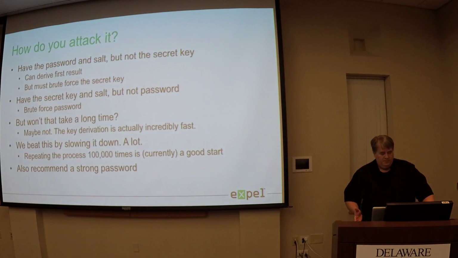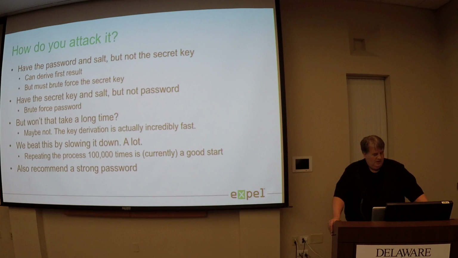If you have the password and you have the salt, but you don't have the secret key, you can derive the first part, and then you have to brute force the secret key. Okay, that's going to be tough because the secret key, I said, was 128 bits. That's huge. You can't brute force that. But if you haven't protected the secret key, and you've got that, you've got your salt, but you still need the user's password, now you just brute force the password. Now we're back to the normal problem of picking a strong password.